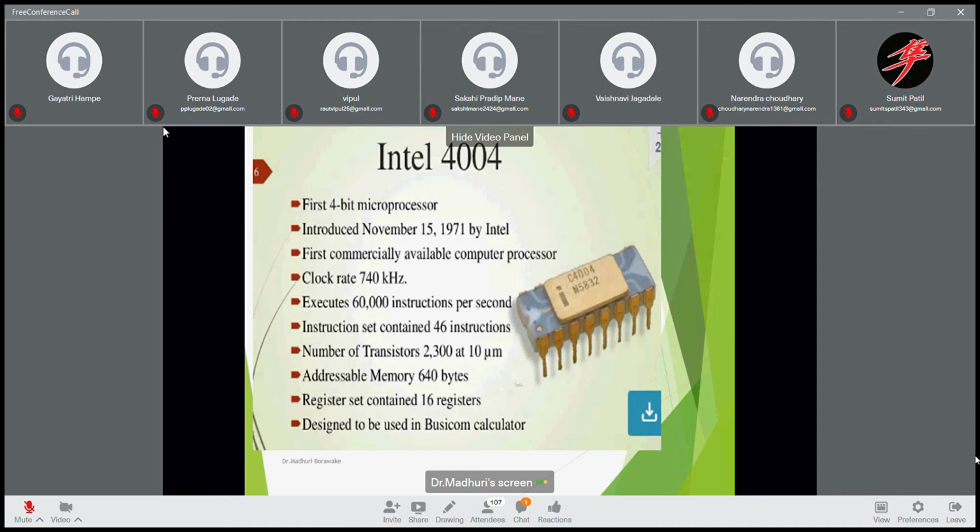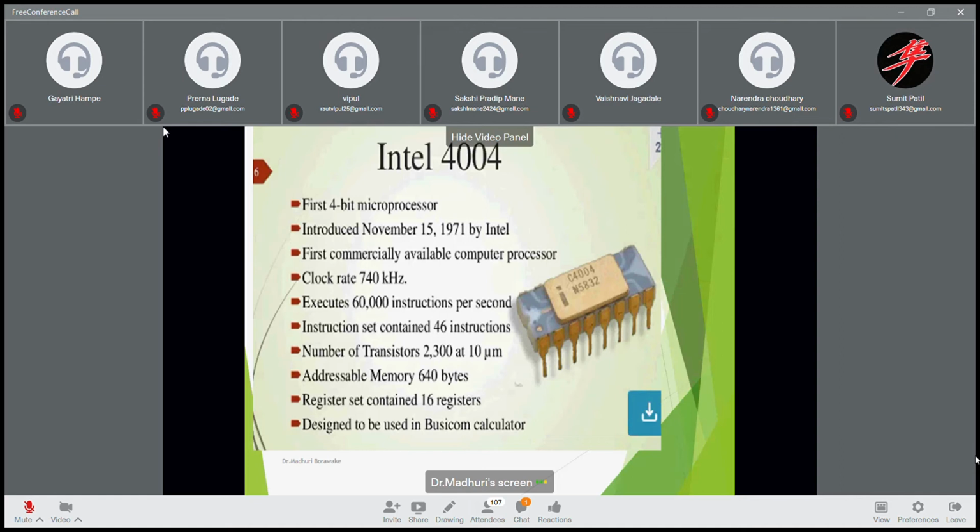Now the instruction set contained here is 46 instructions. Intel has already defined some instruction set, what instructions it has to follow. Like your mother will give only 4 to 5 instructions to you, not more than that.